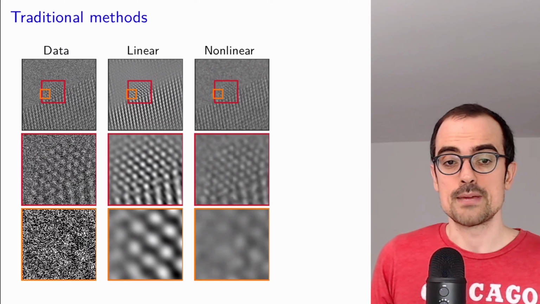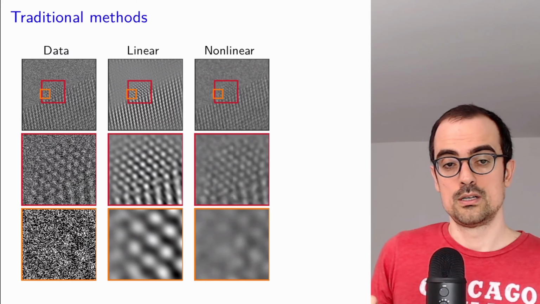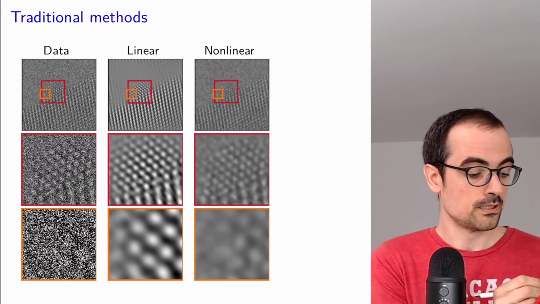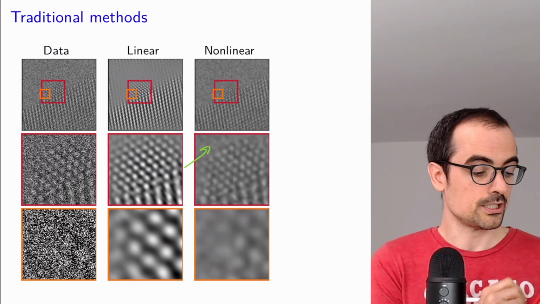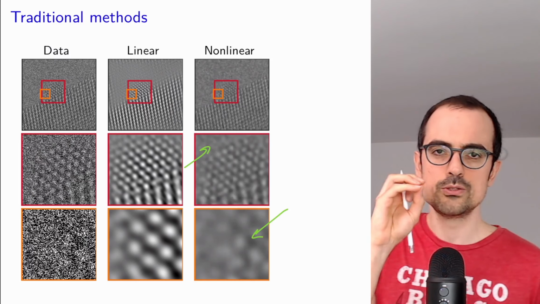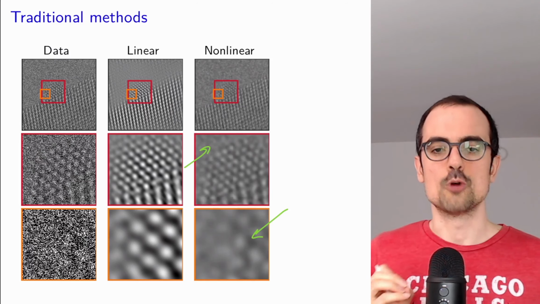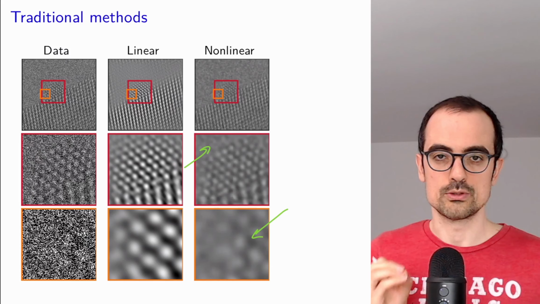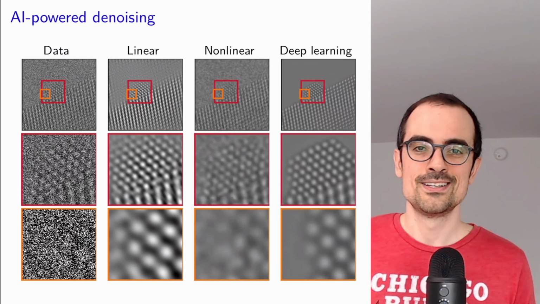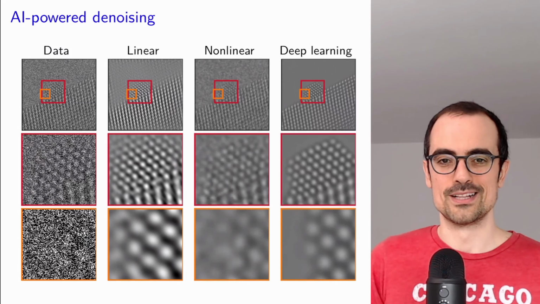Non-linear denoising methods that were available before deep learning do better. So here you see that we no longer hallucinate as much in the vacuum, but we're not really able to see the precise atomic structure of the nanoparticle, which is what we're interested in. In contrast, deep learning works extremely well.